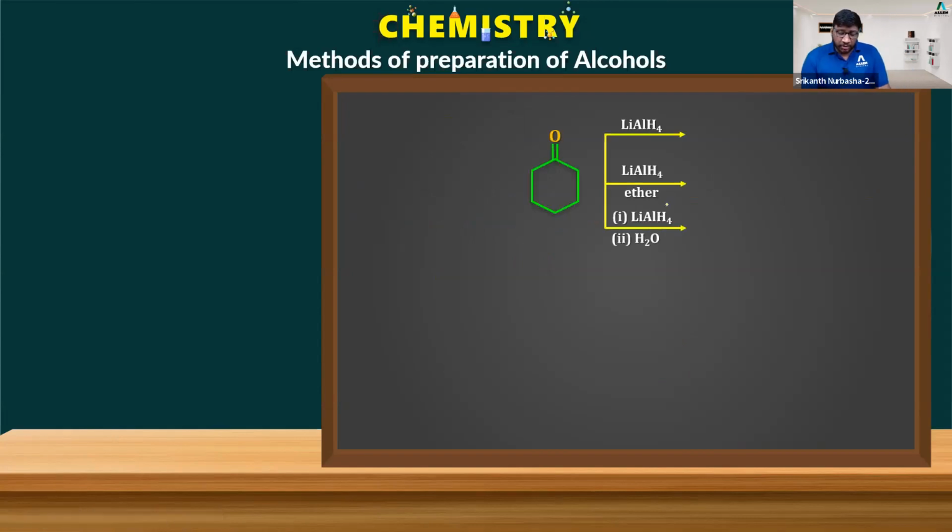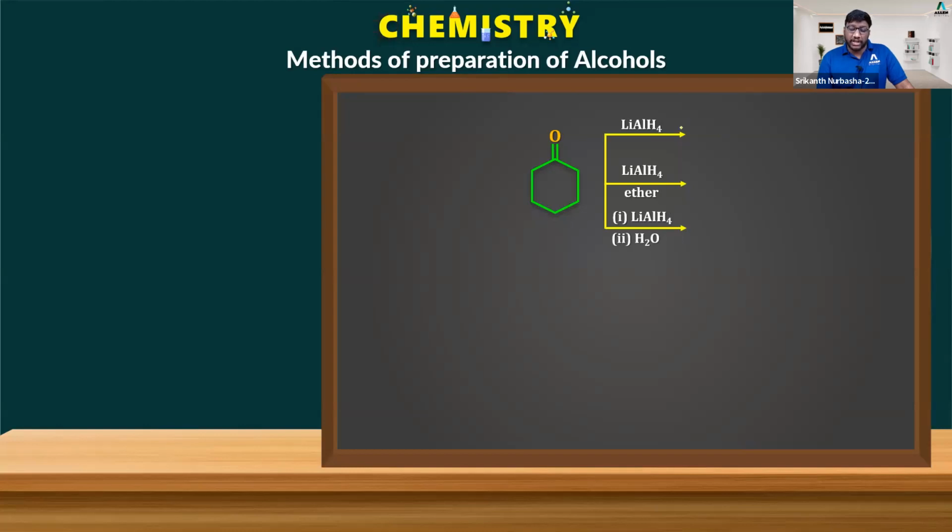Look at the reaction. What is the product of this reaction, students? We have cyclohexanone. We are treating it with LiAlH4, or LiAlH4 in the presence of ether, or LiAlH4 in the presence of water, or LiAlH4 in the presence of alcohol. In all those conditions, what happens? First, look at the substrate. It has C double bond O. A polar pi bond is there. Yes or no? The functional group contains a polar pi bond.